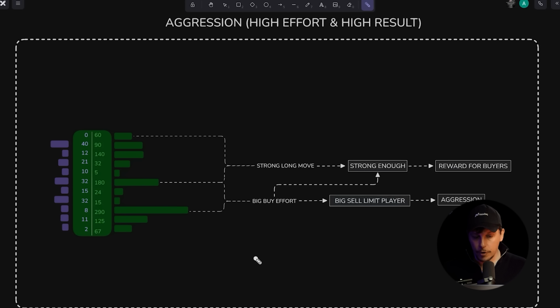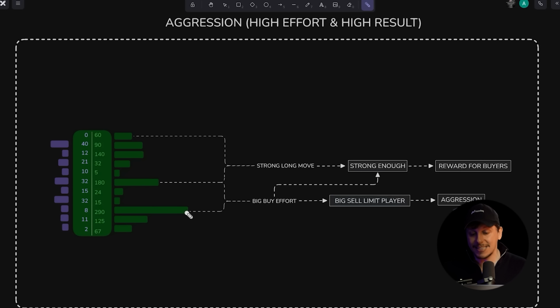So high effort and high results. You have the same breakdown. On the right of the candle, you can see the aggressive market participants on the buy side. And you can see that this strong move on the upside had a lot of effort backing it, and they got also rewarded. Probably here we see a lot of levels from the book that got swept, and we managed to close with a full green candle.